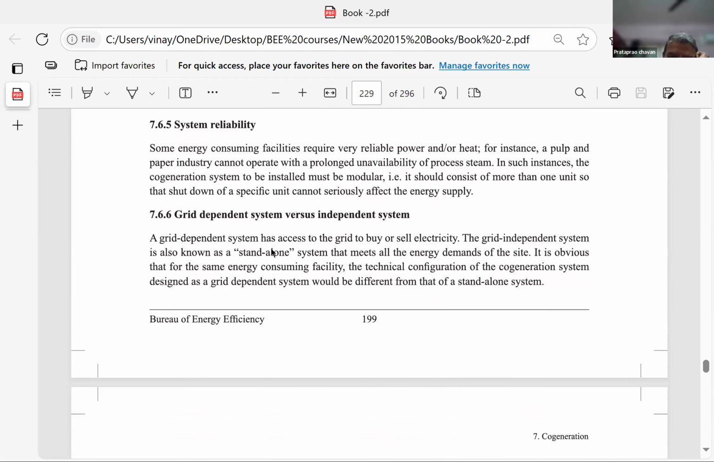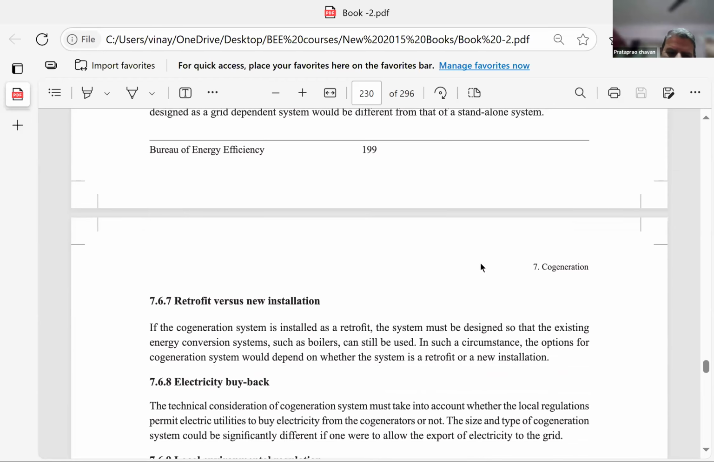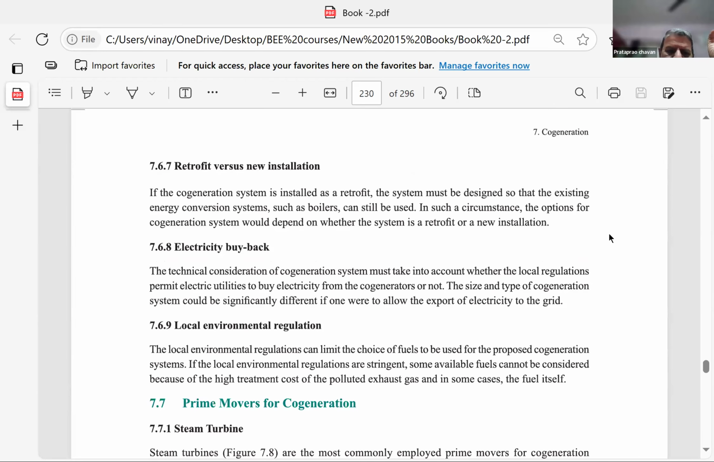Then the system availability. Energy consuming facilities require very reliable power and/or heat. For instance, a pulp and paper industry cannot operate with prolonged shutdowns. In such instances, the cogeneration installed must be modular, so that whenever you require, you start another module and pick up the additional load, or stop a module and reduce the electrical load. That kind of reliability. Then grid dependent system versus independent system. This is just a comparison, most logical. You read through it, nothing difficult to understand.